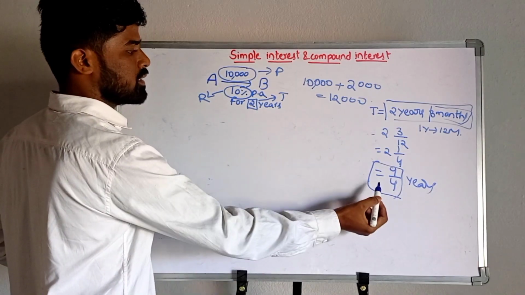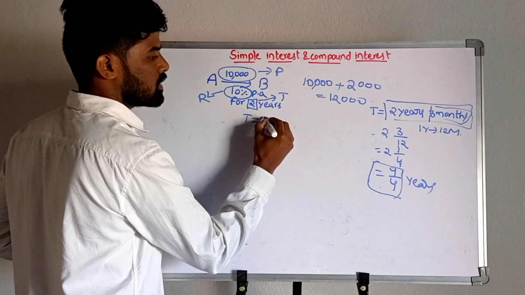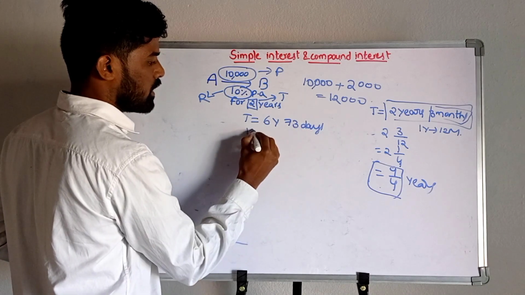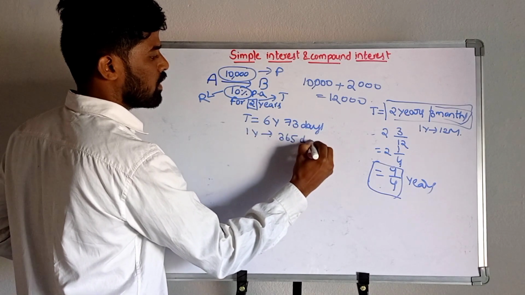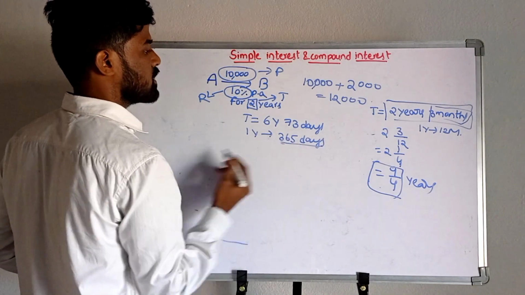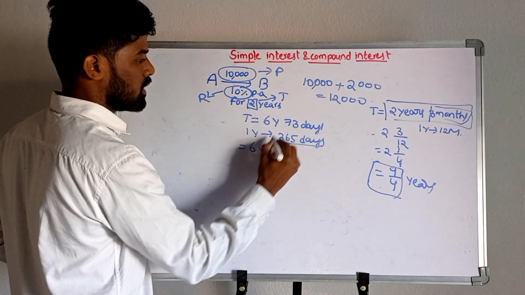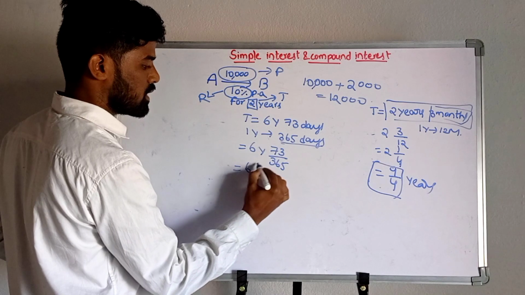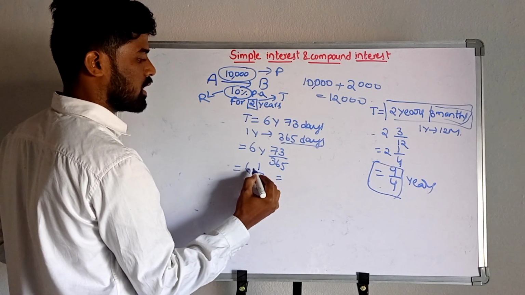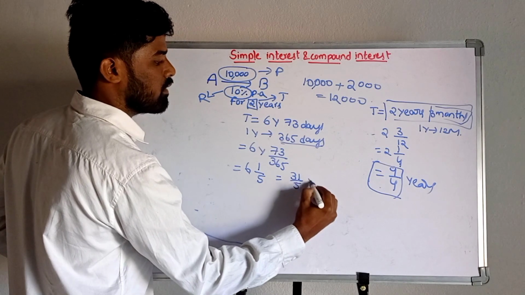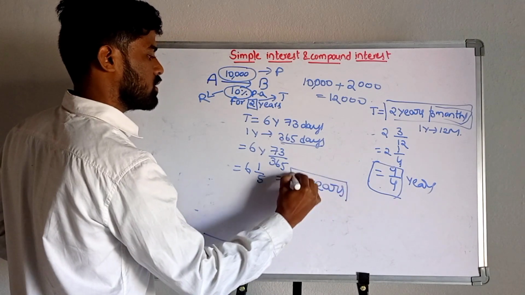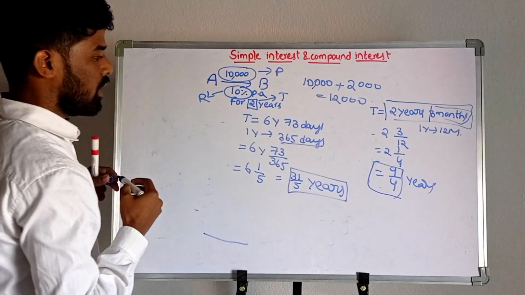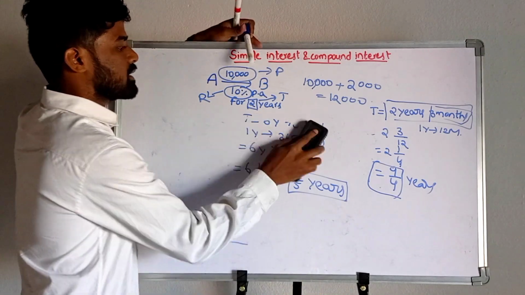Suppose time T is given in days, say 6 years 73 days. We know that 1 year consists of 365 days. In case of a leap year, there are 366 days. So 6 years 73 days can be written as 6 plus 73 divided by 365. 73 into 1, 73 into 5, so 6 1 by 5. 5 into 6, 30 plus 1, 31 divided by 5 years. So when time is given in days or months, first we should convert time into years and then solve the problem. Let's solve one example.